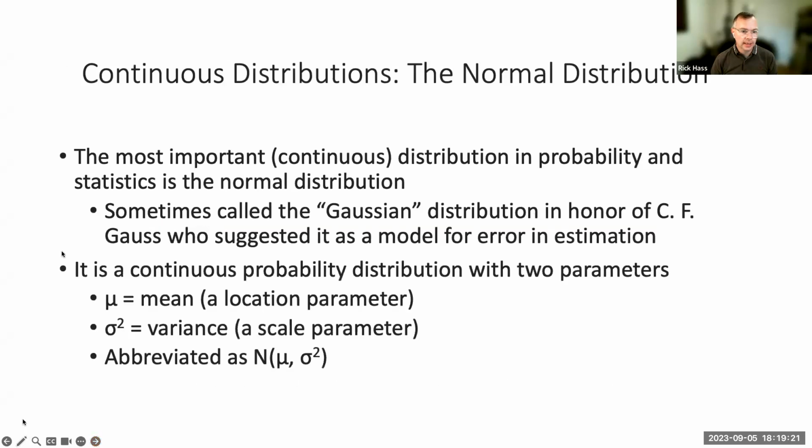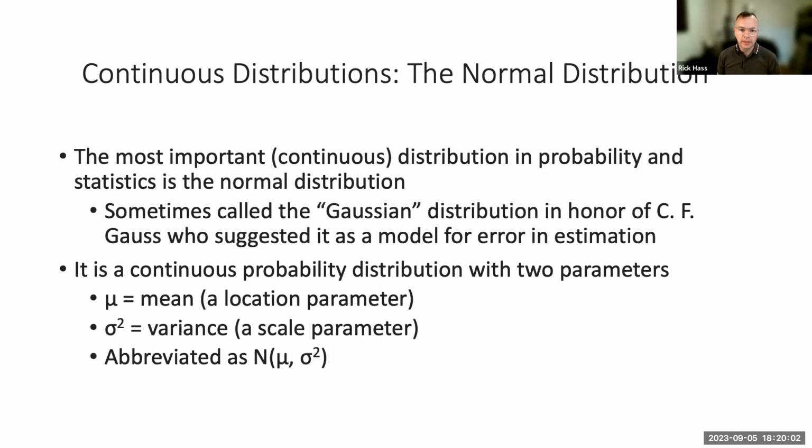Okay, so now to our friend, the normal distribution. The normal distribution is probably the most important distribution, not just continuous distribution, in probability and statistics. Whole books could be written about it, and so on and so forth. Sometimes it's called the Gaussian distribution. That's in honor of Carl Friedrich Gauss, a very famous mathematician. He, along with Simon de Laplace, sort of arrived at it, suggested it as a model for error in estimation.